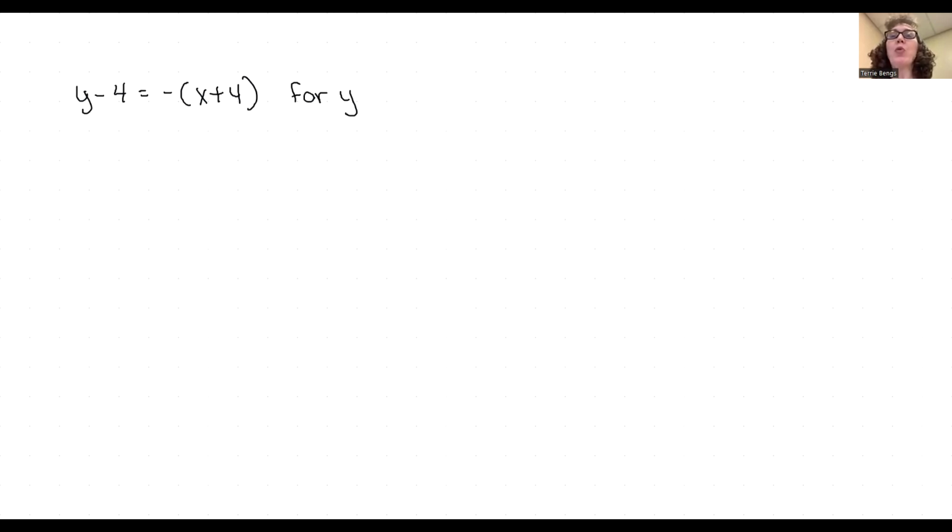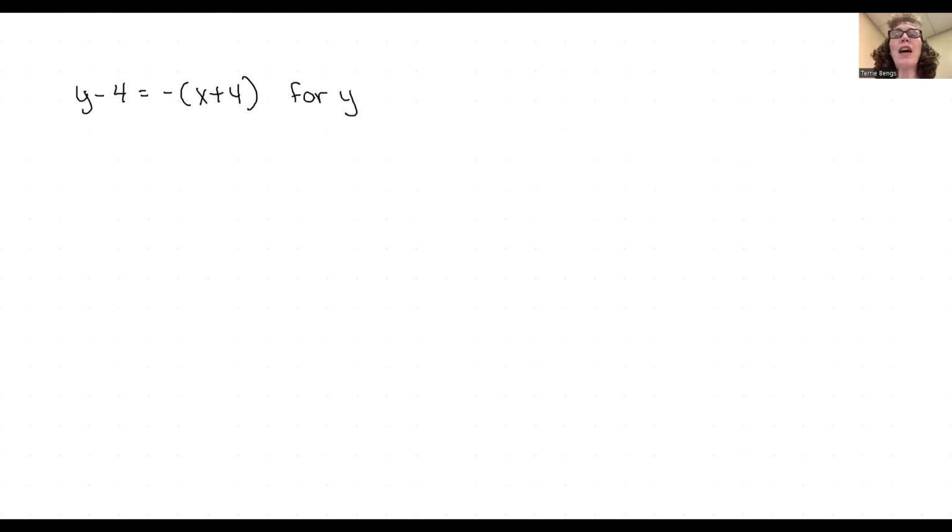And if you remember by the order of operations, we always start with our parentheses first. So we look inside our parentheses at that x plus 4. Is there anything we can do with that x plus 4? We can't combine anything. There's nothing inside the parentheses we can do.